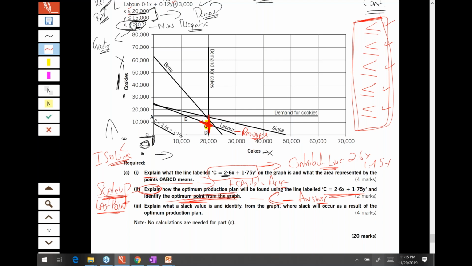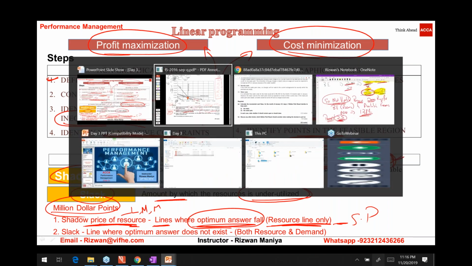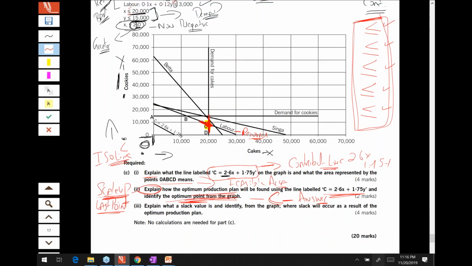Are you getting the technique? Remember the shortcut. The lines where the optimum answer falls, if on that point one is a resource line, or even if both are resource lines, you will work out shadow price. But for that, you should know what shadow price is. By looking at the graph, you can figure out when to work out shadow price and when not to. So see, where is the optimum answer? Friends, tell me, is the optimum answer at C? Yes. At C, do you see the resource line of labor? Tell me yes or no.